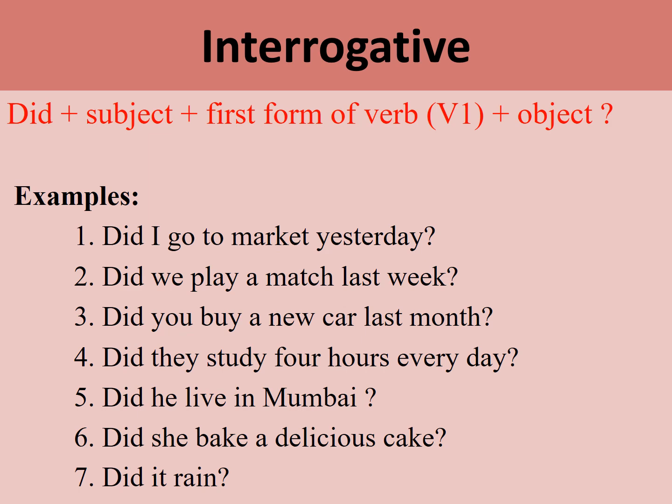For framing interrogative sentences, we need to add did in front of the subject. That's all. The rule is did plus subject plus first form of verb plus object. Let's have a look at some of the examples.